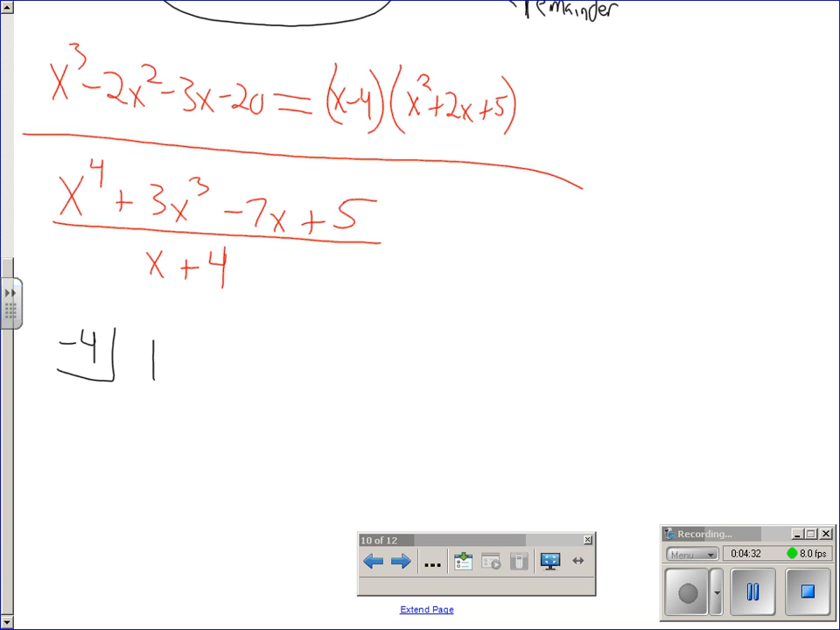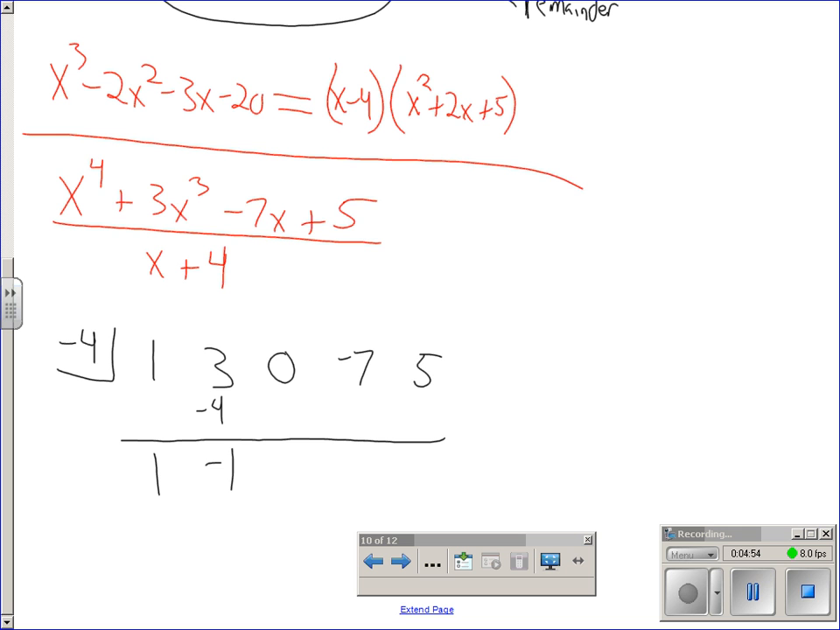Okay, we got 1x to the fourth. We got 3x cubed. We have 0 x squared. We have a negative 7x, and we got a constant of 5. Leave a little space, draw your line, bring down the first coefficient, and then you multiply. Negative 4 times 1 is negative 4. Add those numbers up. That's a negative 1.